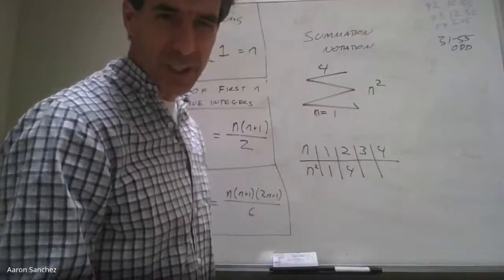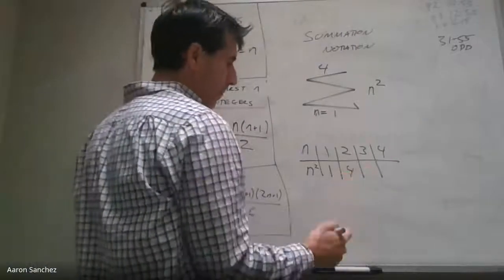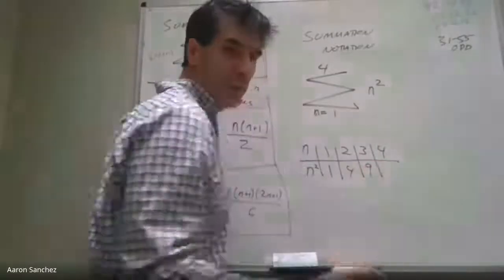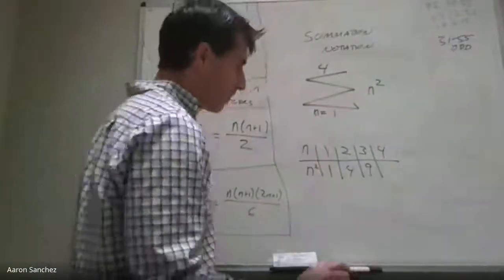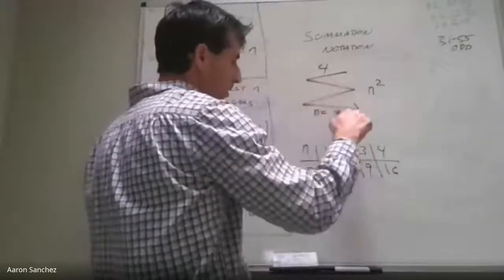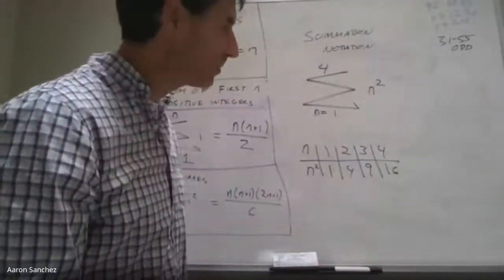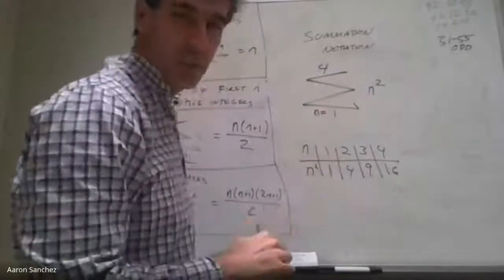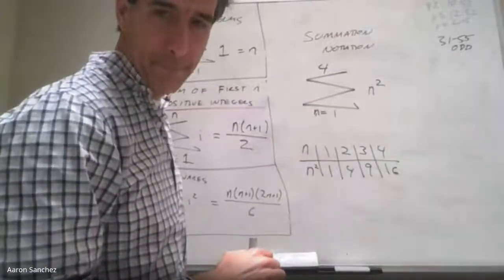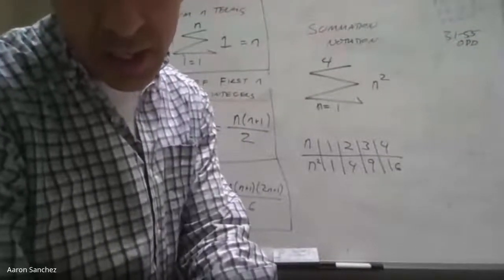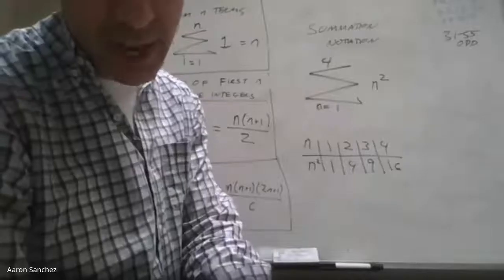What's my third term going to be? Billy? 9. And what's my fourth term going to be? Brett? 16. Boom. What does this tell me to do to these terms? What does the sigma tell me to do, Jackson? I don't know. It starts with an A and ends with a D. Add. It says to add them up.